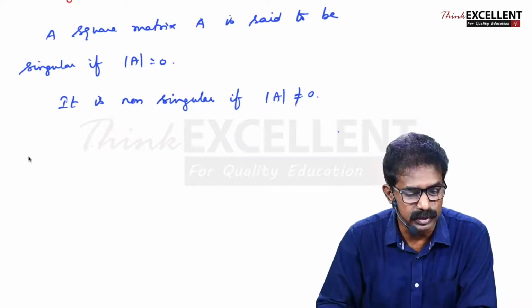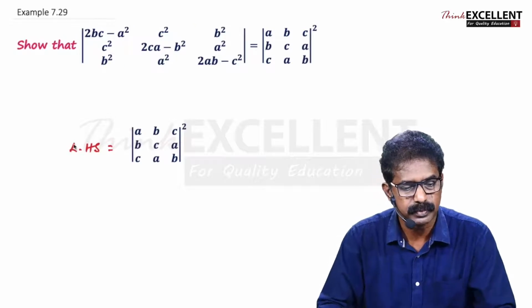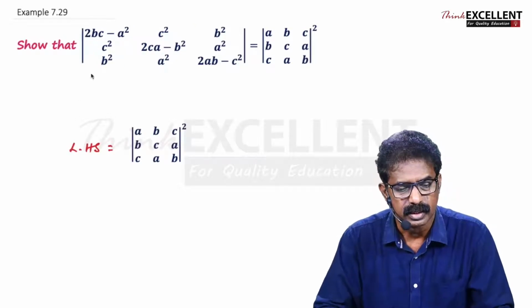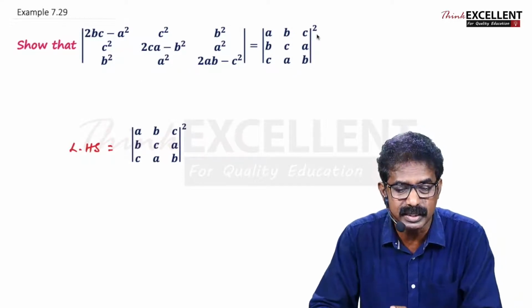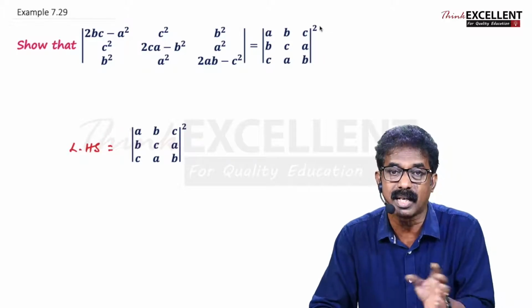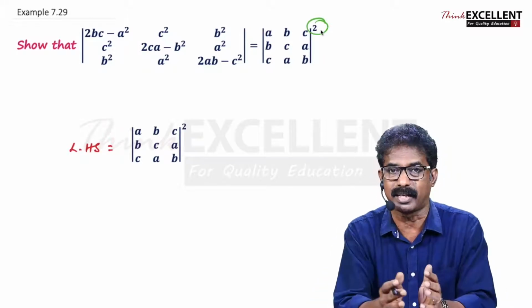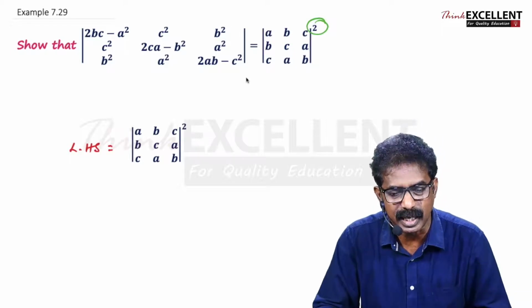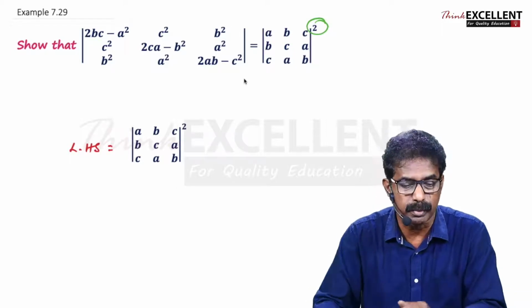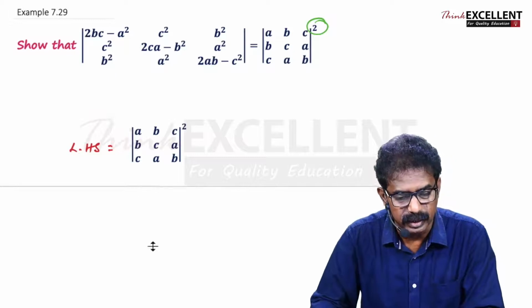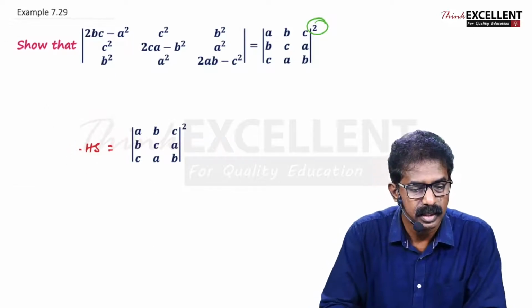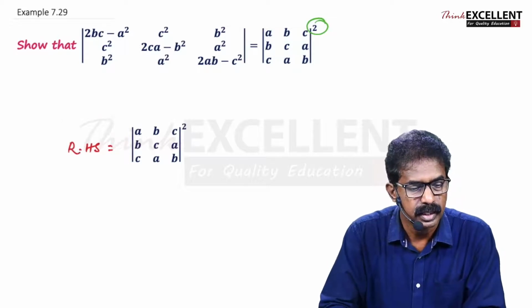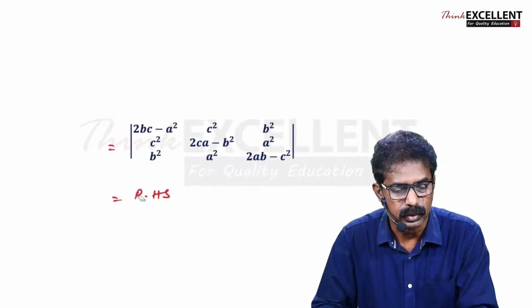I'm going to teach you a few sums. Now, first one: show that this determinant, and a lot of letters there, right? Equal to the determinant ABC, BCA, CAB, the whole square. Please listen, students. For these types of questions, you start with LHS or RHS depending on where you have the square. You start with that. So here, on the right side, we have the determinant squared. So I'm going to start with the right side here. Okay. We are going to start with RHS, and you have to get LHS.